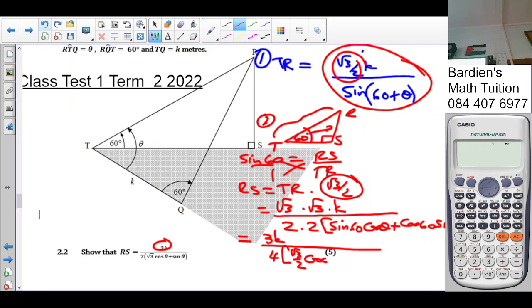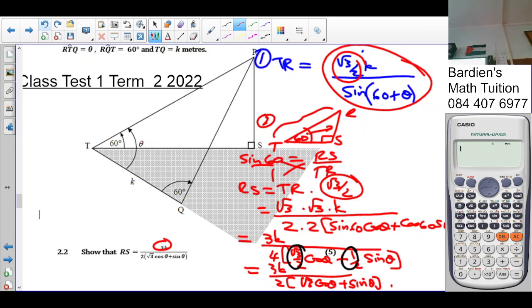cos of theta plus cos of 60 is half sine theta. So what I'm going to do is take a half out as a common factor here, and a half times 4 is 2. So it's 3k over 2 into root 3 cos theta plus sine theta. And that's what they have.